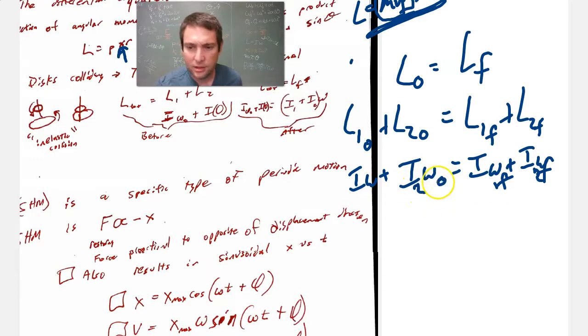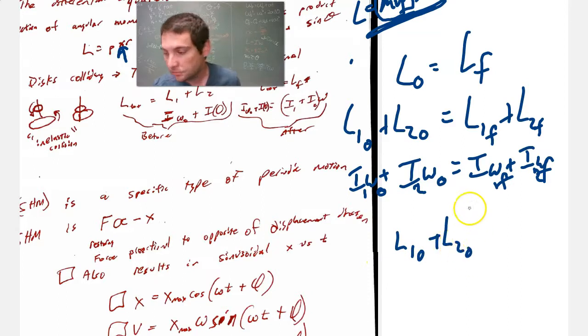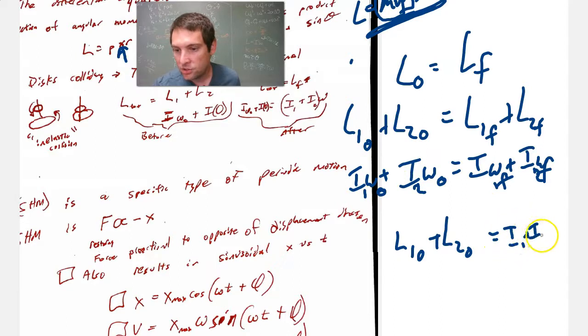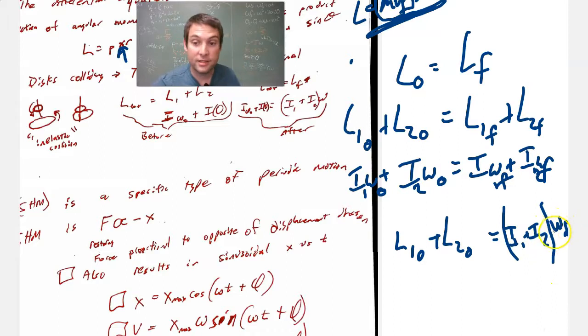If they stick together, then it would be L1 naught plus L2 naught equals I1 plus I2, masses combined, times omega F. One velocity if they stick together. So this is sticky.